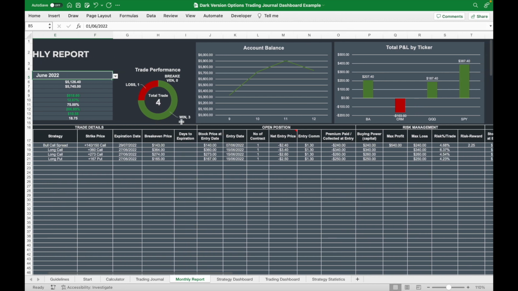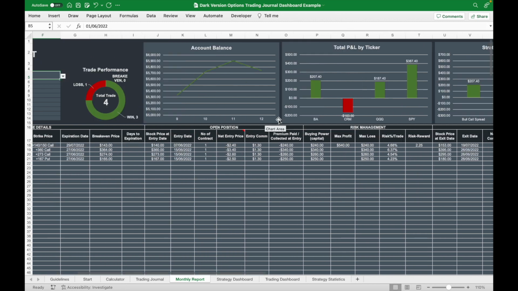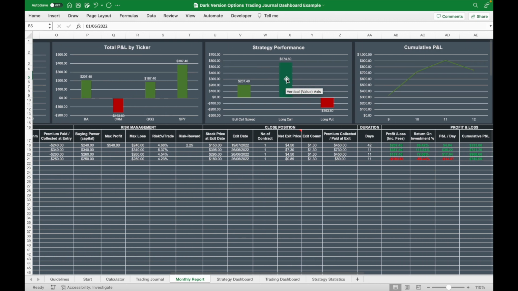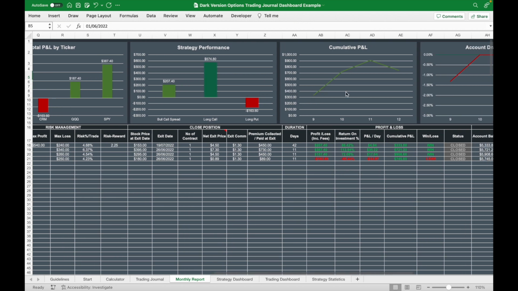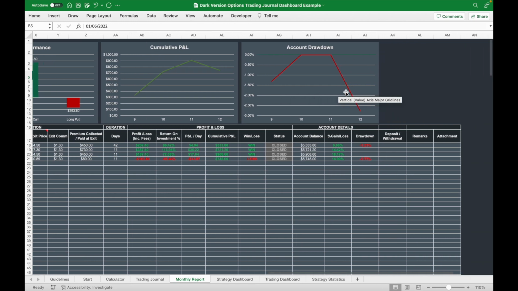The page provides trading statistics such as total profit and loss, total monthly return, win rate, return on investment, average profit per day, and average time in trade. The included graph and chart visualize your account balance, total profit and loss by ticker, strategy performance in terms of return on investment and profit and loss, cumulative profit and loss, and account drawdown.